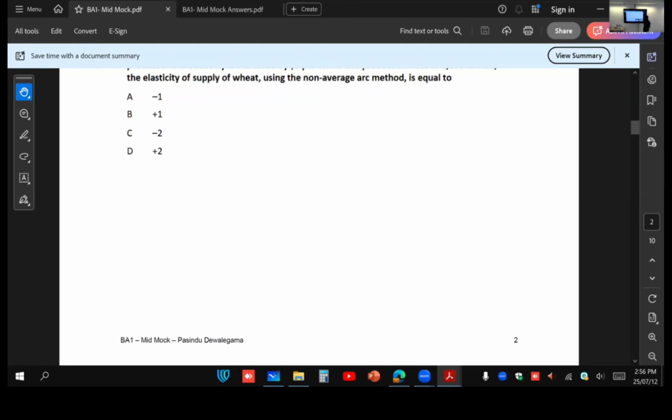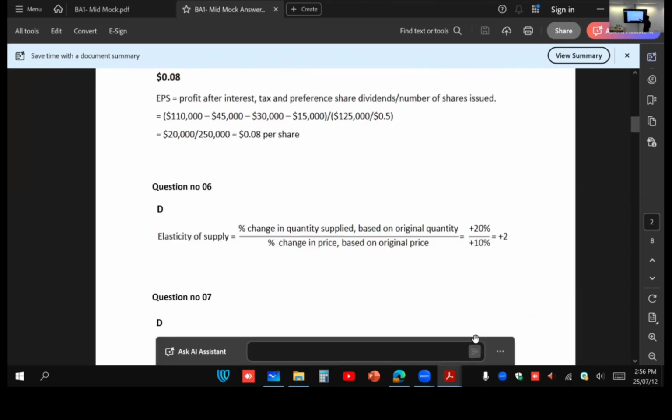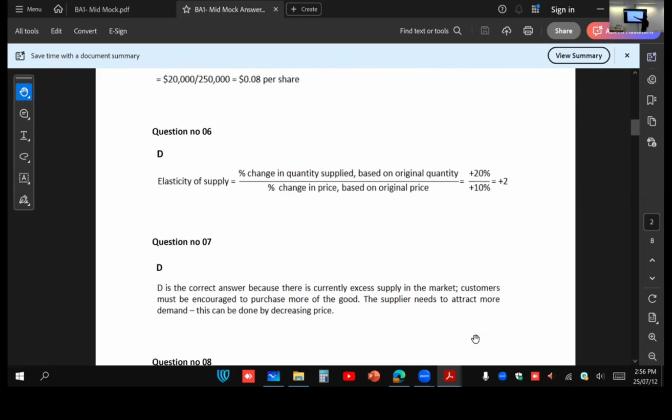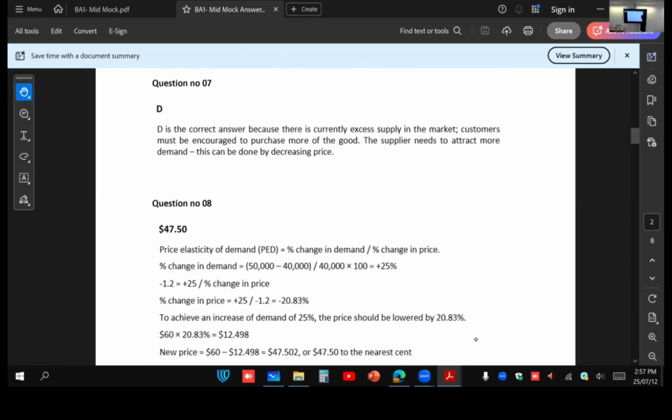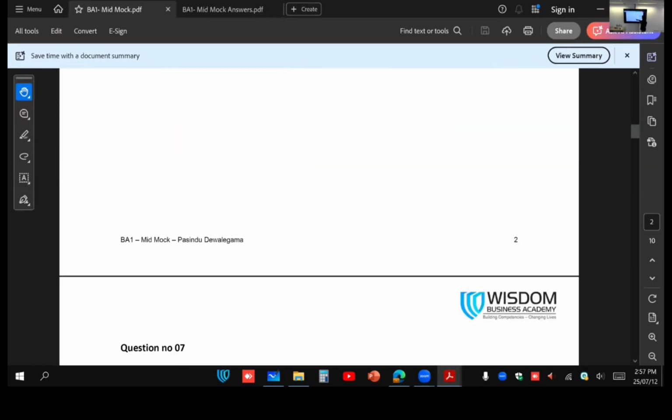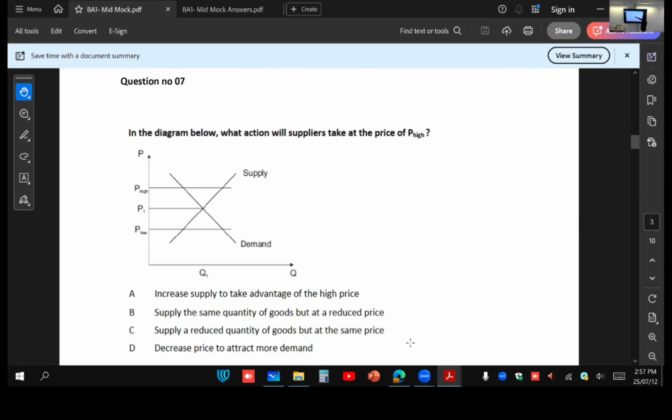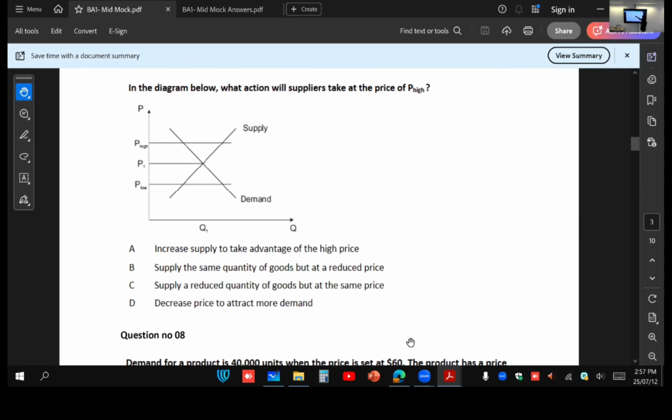So, how can you take the answer? The given question number 6. See, percentage change in quantity supplied, percentage change in price. Okay. So, this stuff you should get it correct. Question number 7. Easy question, right? I think we did the same question in the class.